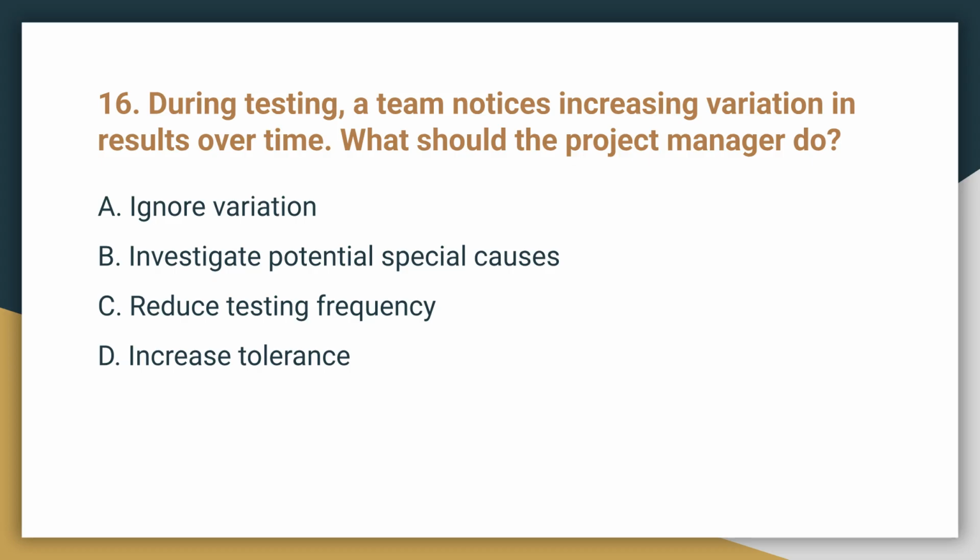Question 16. During testing, a team notices increasing variation in results over time. What should the project manager do? The correct answer is B. Investigate potential special causes. Increasing variation suggests the presence of special causes that are affecting process stability.